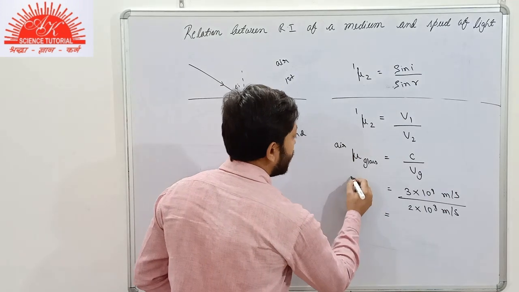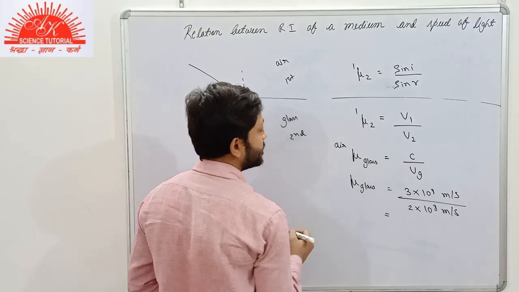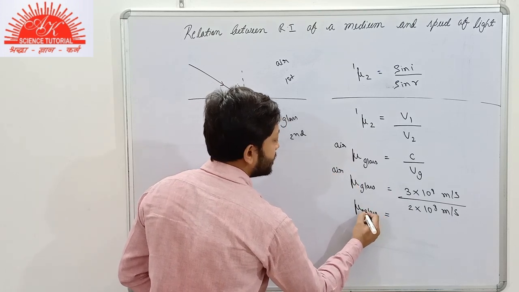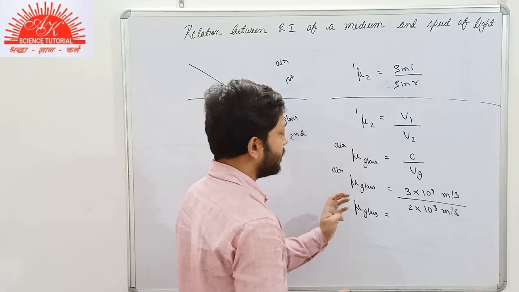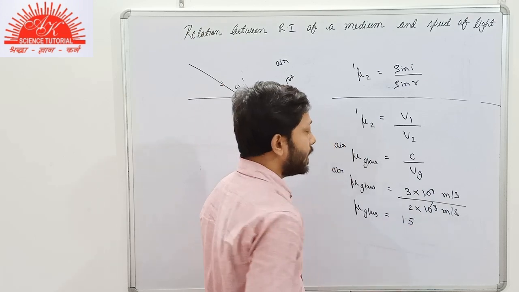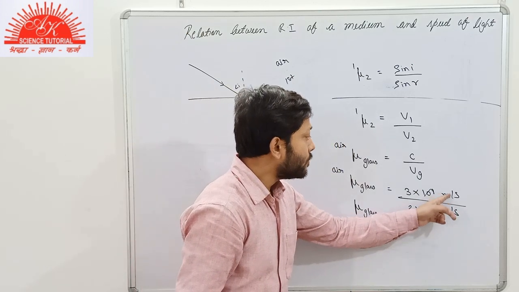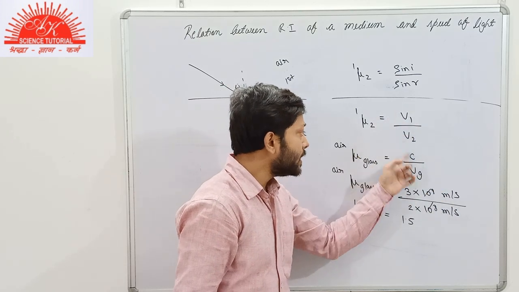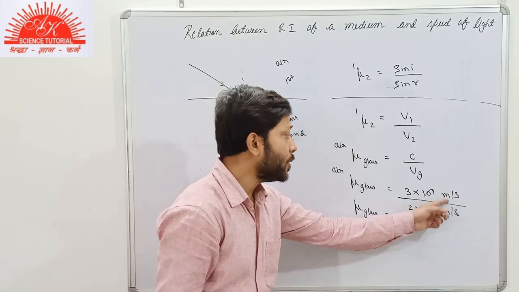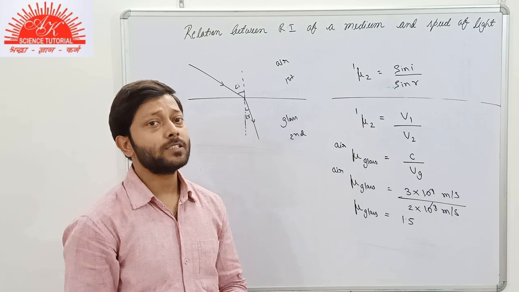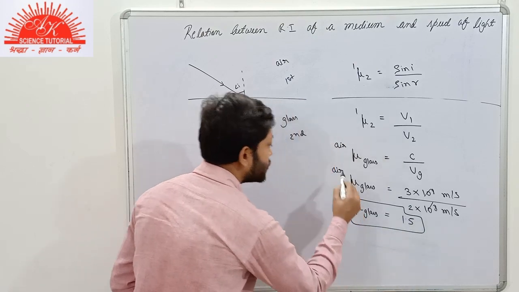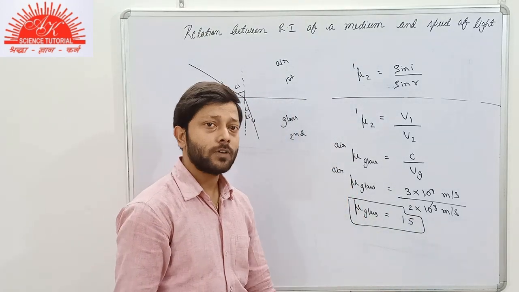So we get the value of the refractive index of glass with respect to air. The refractive index of glass with respect to air, that is the absolute refractive index of glass, will be 3 by 2, that is 1.5. And as you can see, the numerator and the denominator are both speed of light, so they have the same units, and so the refractive index has no dimensions, it has no units. So we got the absolute refractive index of glass.